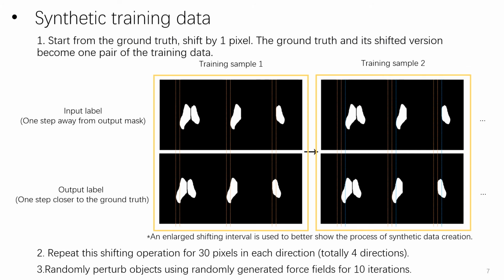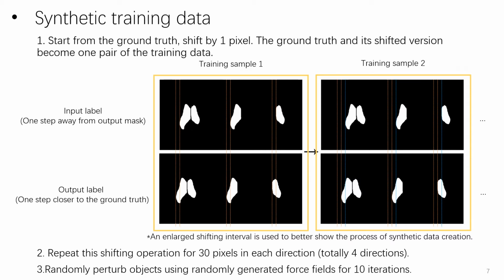Here, we use the normal pressure hydrocephalus ventricle dataset as an example to show how we created those synthetic training data. Start from the ground truth, we take the ground truth as the output label of the first training sample, and then we shift it by 1 pixel, and we get the input label of the first training sample. The ground truth and its shift version become one pair of the training data, and the target of the first training sample is to let the network learn how to evolve from the 1 pixel shifted version to the ground truth.